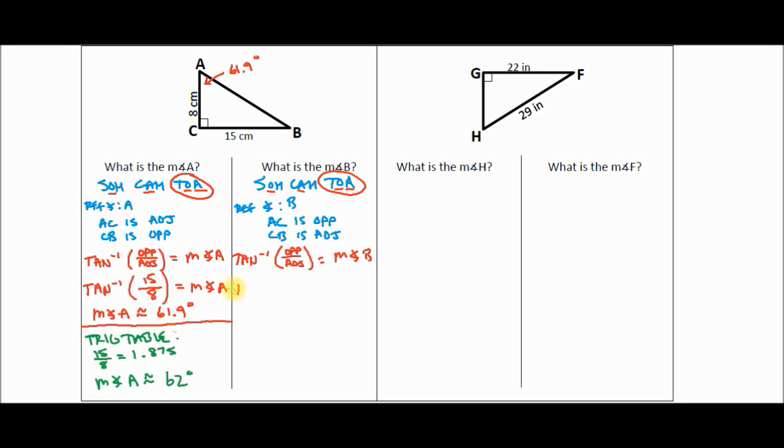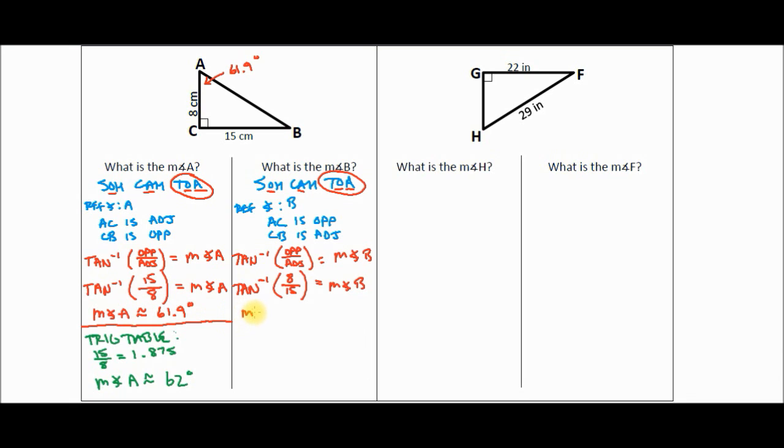All right, let's rewrite this and plug in what we know. Inverse tangent. Our opposite value is AC, which is 8. Our adjacent side, which is CB, is 15. So now we're doing tangent of 8 over 15 to find the measure of angle B. To find the measure of angle A, we did tangent of 15 over 8.